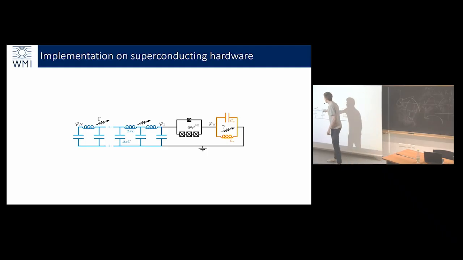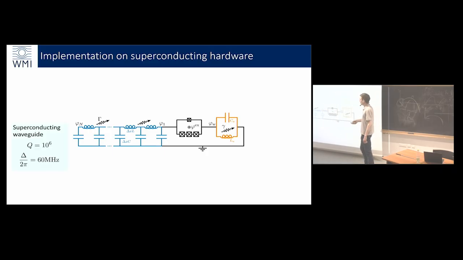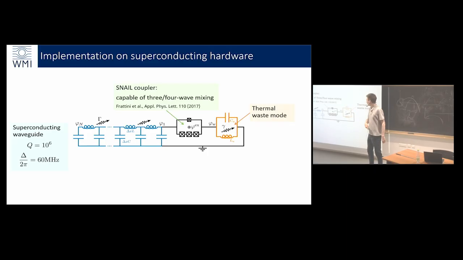So on the left-hand side, you see this blue part, which is basically a discretized version of a waveguide. These waveguides typically can have a quality factor up to 10 to the 6 and fundamental mode frequencies down to 60 megahertz. And then at one end of the waveguide, we couple our nonlinear element. So you see here the snail in circuit language. This basically consists of Josephson junctions. So this is really the source of nonlinearity in that model. And these snail couplers basically are an element capable of 3 and 4 wave mixing in the systems at relatively strong interaction strengths.